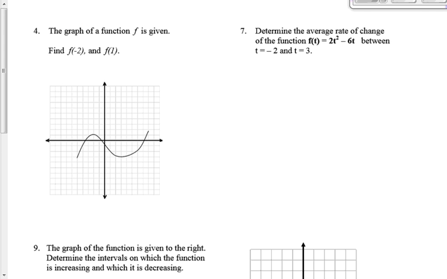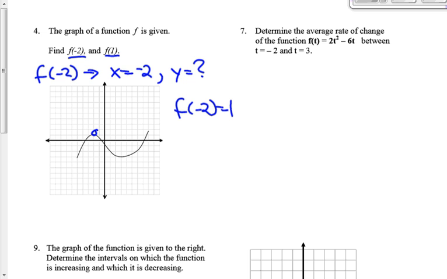Okay, looking at number 4, we have a graph, and I need to find f of negative 2 and f of 1. Well, f of negative 2 means that x is equal to negative 2. What is y? So what we do is we go on the graph, we count over to negative 2, and we find the value of y on the graph when x is equal to negative 2. And that value is 1. So f of negative 2 is equal to 1.